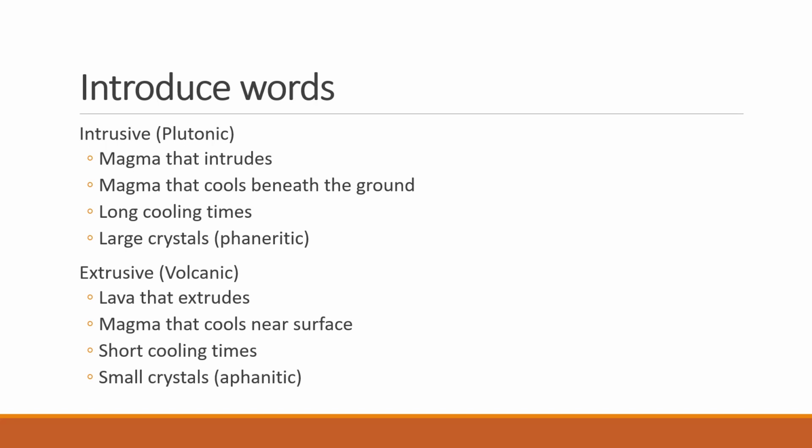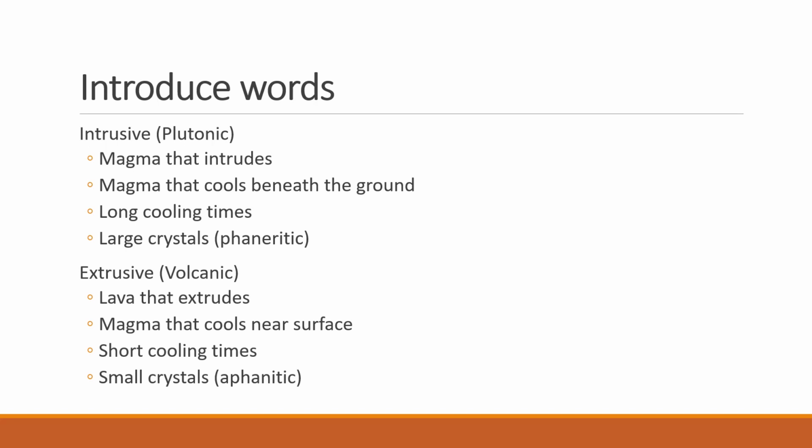So we have intrusive or plutonic rocks. These are the ones that are under the ground. This is the magma is intruding. It's pushing into the ground. This is magma that will cool beneath the ground. It has longer cooling times because it is cooling in a hotter environment. So it has the time to develop larger crystals. This is the phaneritic or visible crystal texture.